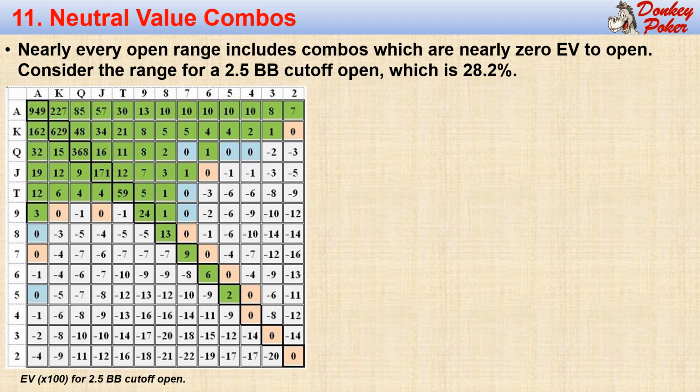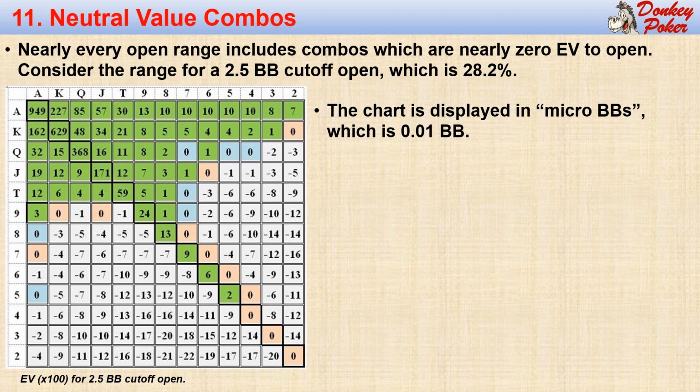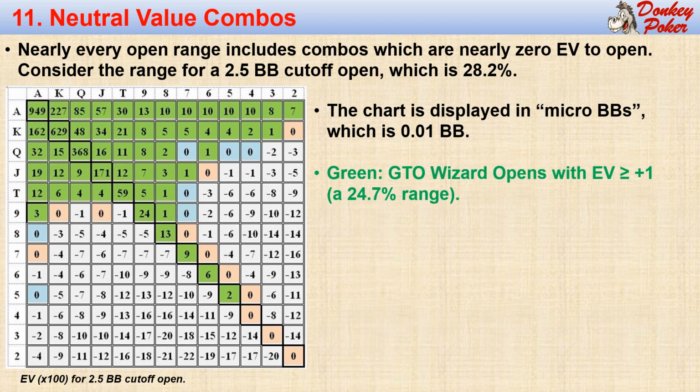If we study the GTO Wizard opening charts, we will find many combos that are nearly zero EV to open. Some slightly positive and some slightly negative. I call these neutral value combos or just neutrals. Consider a GTO Wizard chart for a 2.5 big blind open from the cutoff. This chart shows the EV for opening every combo, but the numbers are in micro BBs, where I have defined the micro BB as 1/100th of a big blind.